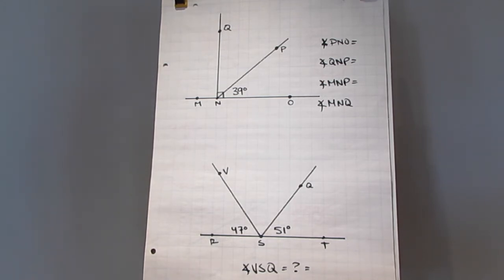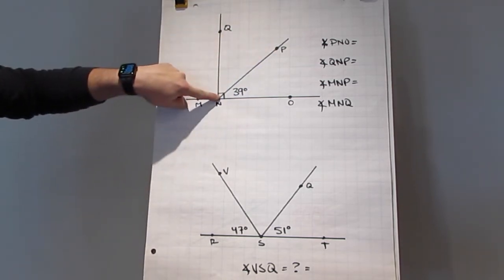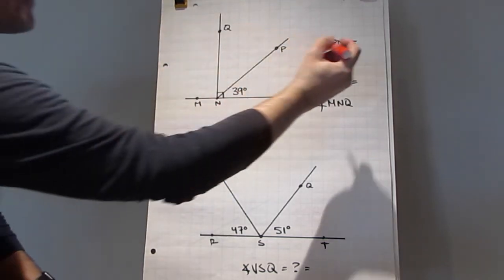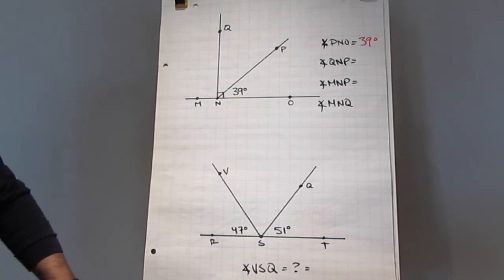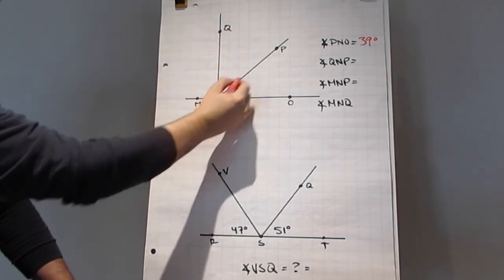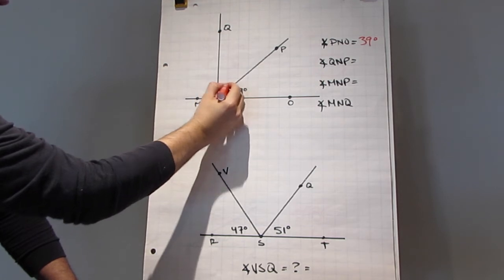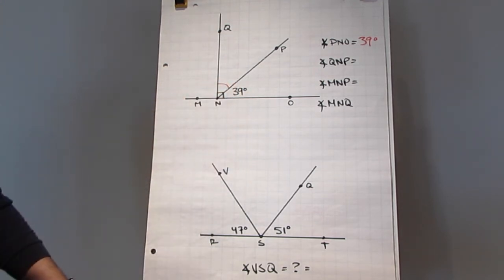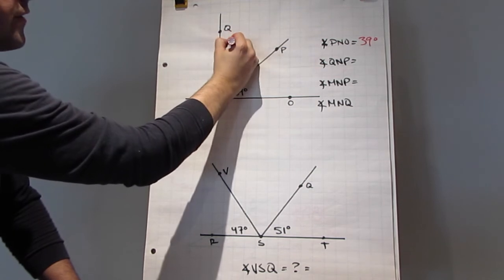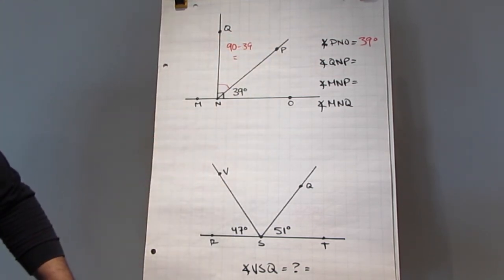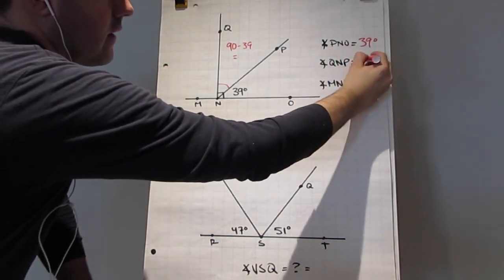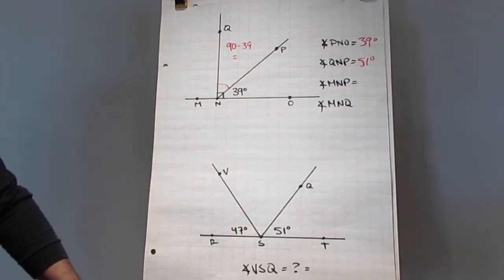All right, for our two practice questions at the bottom, what we can see is a couple of things. We obviously have one angle given. We know that PNO is equal to 39 degrees. That one we can write in, but we do need to find QNP. So to find this angle here, what we can use are our complementary angles. So we've got 90 minus 39, which is going to give us an angle measurement of 51 degrees.